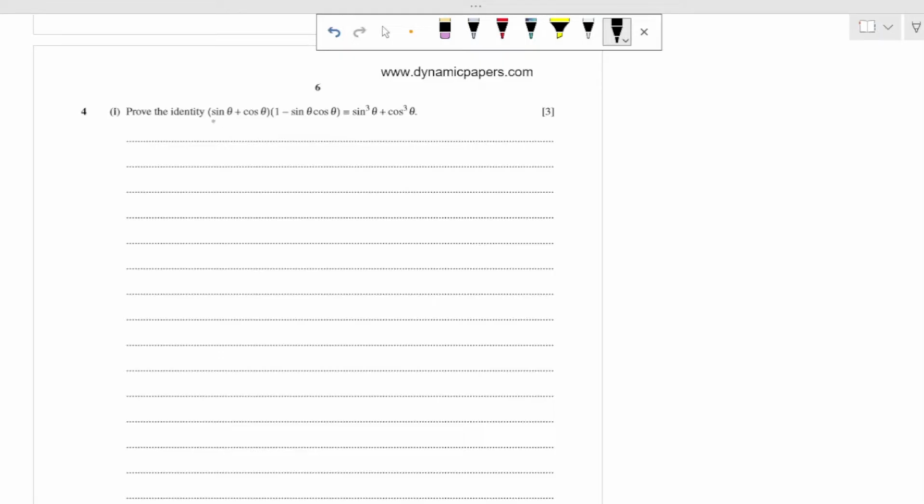In the next question, we have proving the identity, which should be one of the simplest questions in the whole of the paper, because you just need to refer to your formula sheet that will be given with the paper. Prove that identity (sine theta plus cos theta)(1 minus sine theta cos theta) is equals to sine cube theta plus cos cube theta.